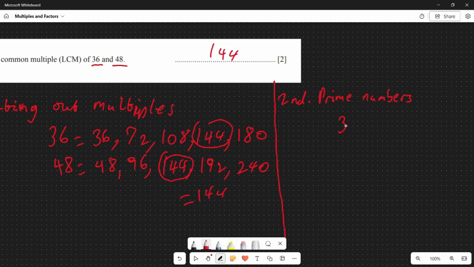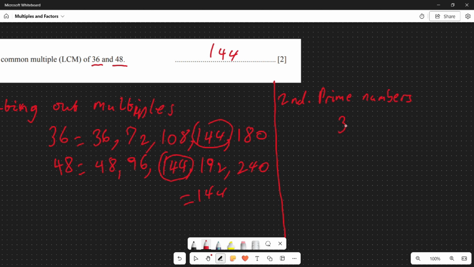So a first one, an easy one, is 2. You must find the prime number that can divide either one of them or both of them. So in this case, 2 can divide both of them. So 36 divided by 2 is 18. 48 divided by 2 is 24.